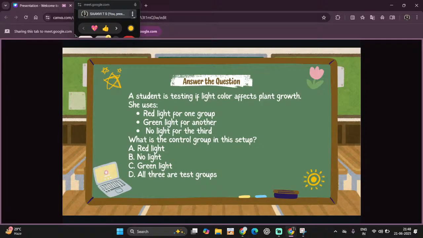I repeat, the question is, a student is testing if light color affects plant growth. She uses red light for one group, green light for another, no light for the third. What is the control group in this setup? Is it the red light, or is it the green light, or all the three are test groups, or no light?